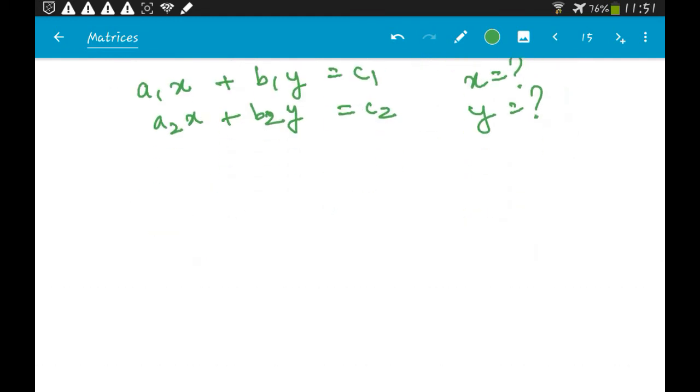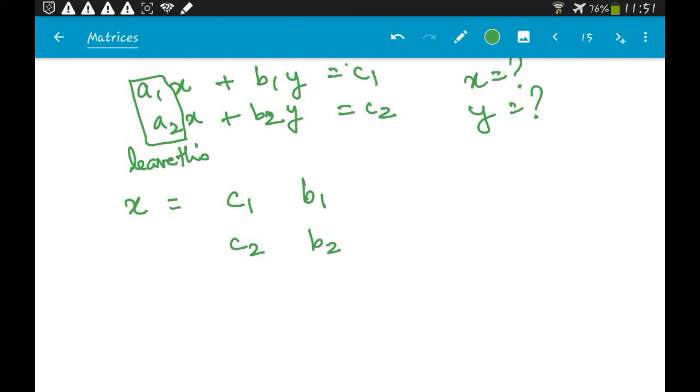Now the way to find x is, what are the coefficients of x? a1 and a2. So these two are the coefficients of x. So what we'll do is, we'll leave out these coefficients, and we'll do x is equal to, we'll have this c1 and c2, which is the value that is equal to for the equation. So we will take c1 and c2 and we will take the remaining value. So remaining is b1 and b2.